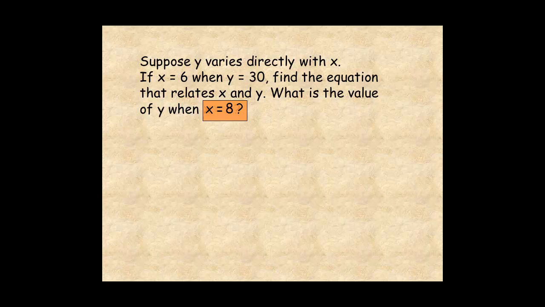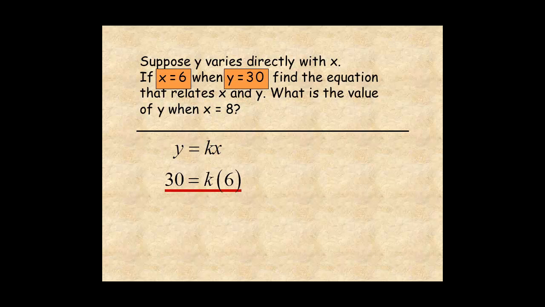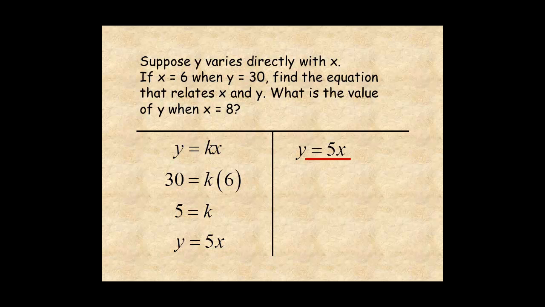Start with y equals kx. Substitute x equals 6 and y equals 30. If you divide both sides of the equation by 6, you can see k equals 5. So the equation that relates x and y is y equals 5x. Then, if you start with the equation and substitute x equals 8, you can see y equals 40 when x equals 8.